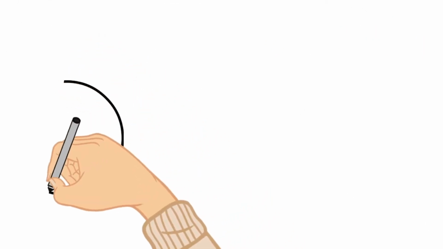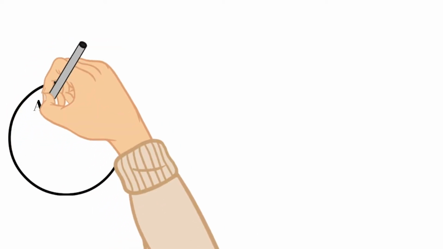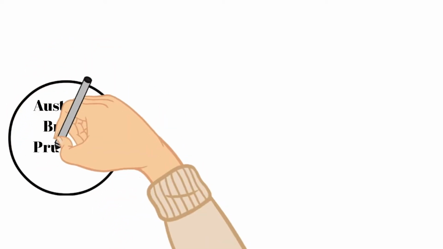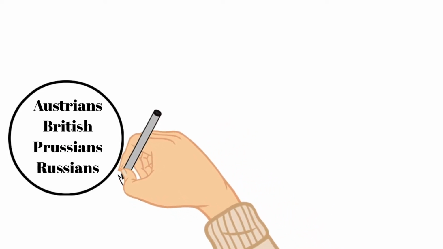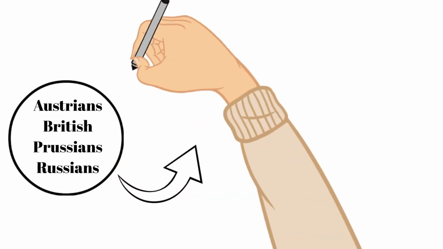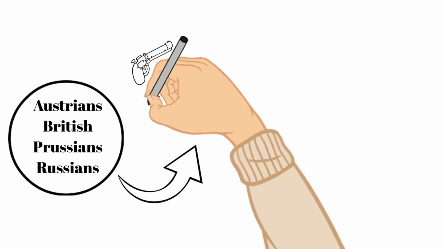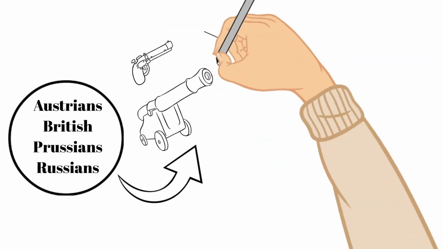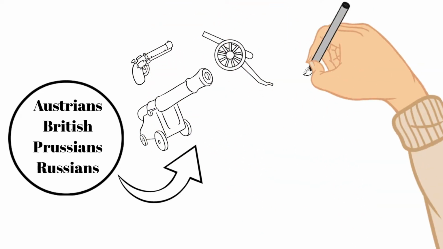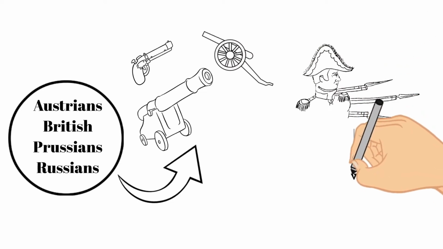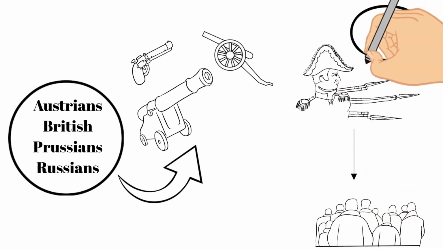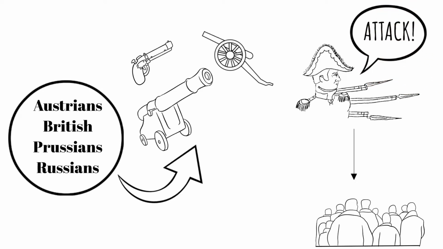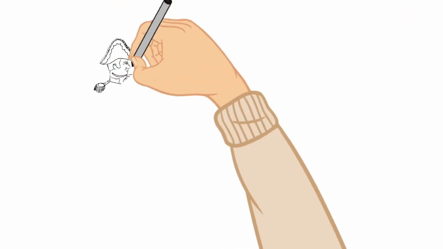Upon his return to France, the coalition of allies from before, remember it was the Austrians, the British, the Prussians, and the Russians, began to prepare for war. Napoleon raised up an army in response and began to attack each allied force one by one before they could attack him in a united effort.